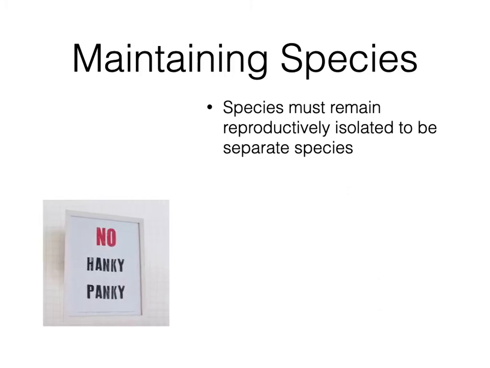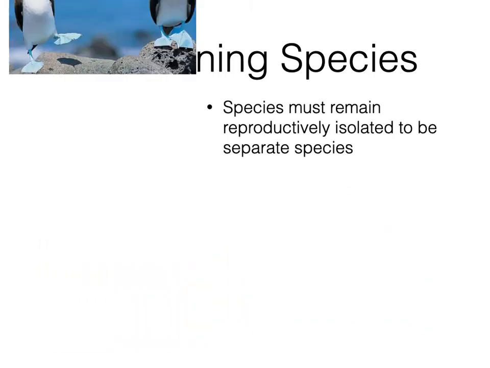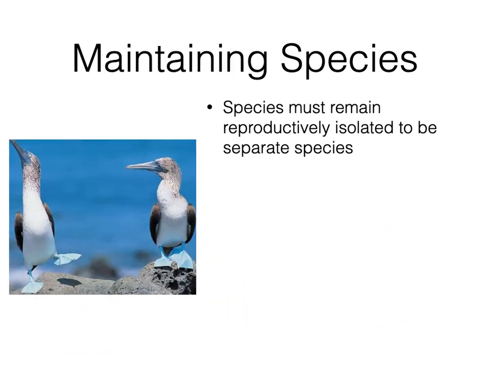All right? And so we can think about speciation and maintaining species based on reproductive isolation. So if certain members of a population stop breeding with each other, over time they can become distinct species. All right, so no hanky-panky between members of the same population. And so there's two different classes that we can talk about from a reproductive standpoint that help maintain species.